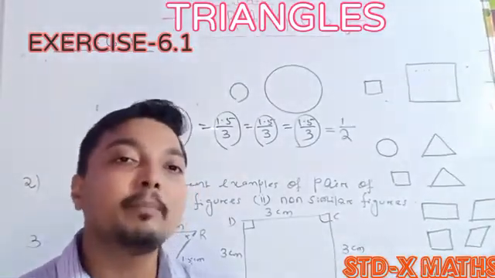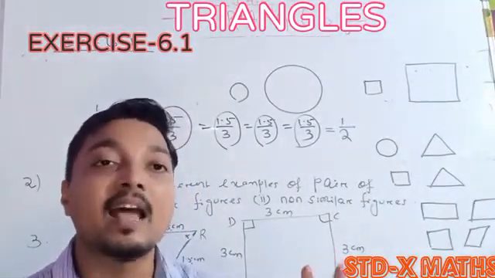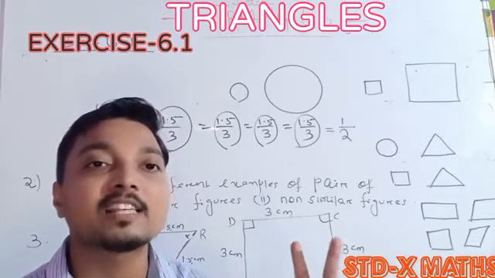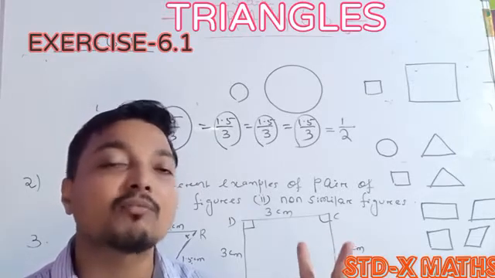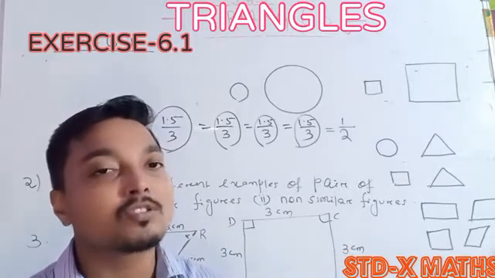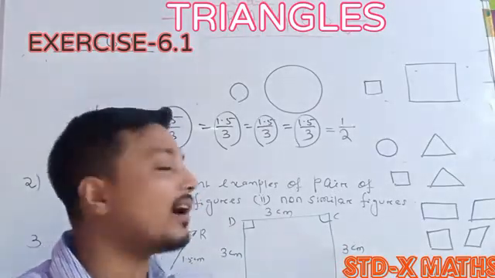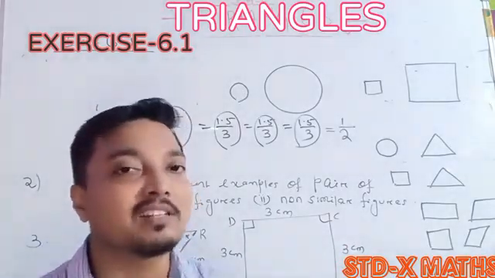But to be similar, two conditions must be satisfied. As it failed to satisfy one condition out of the two, we cannot call both the quadrilaterals similar figures.